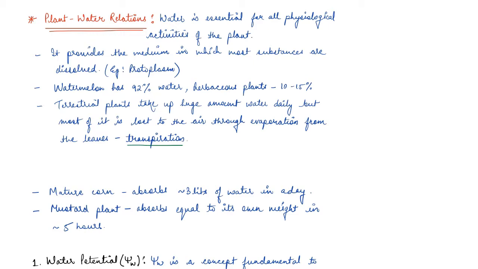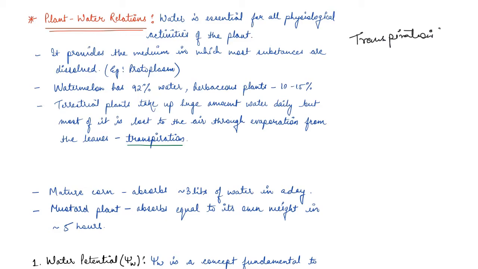So, guys, all of the terrestrial plants take up a huge amount of water daily, and most of it is lost to the air. Basically, through evaporation, this water gets lost to the air, and this evaporation happens from the leaves. So this process of loss of water through evaporation from the leaves is known as transpiration. Remember, it is known as transpiration, right?